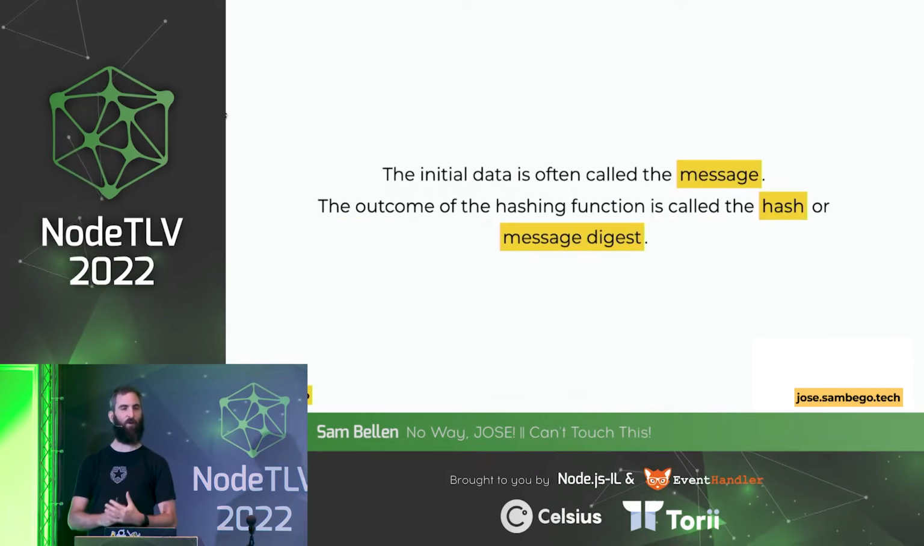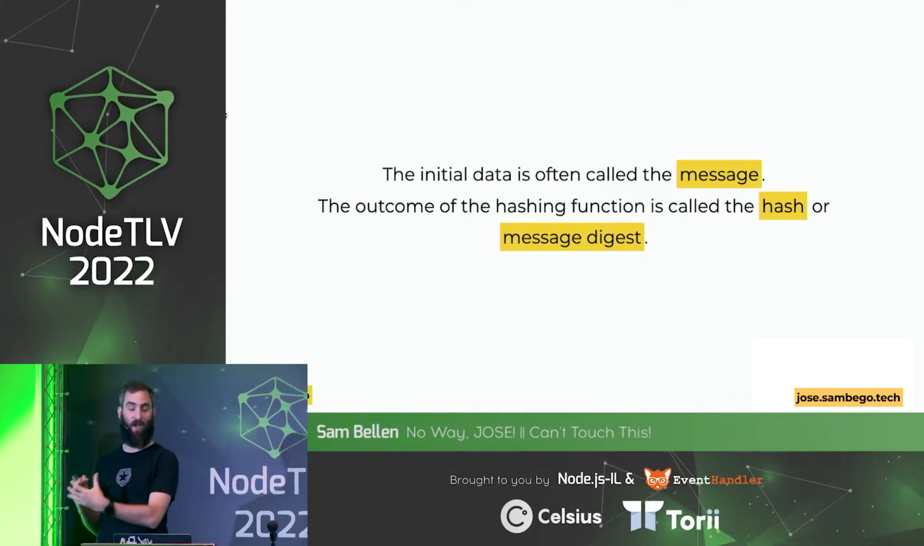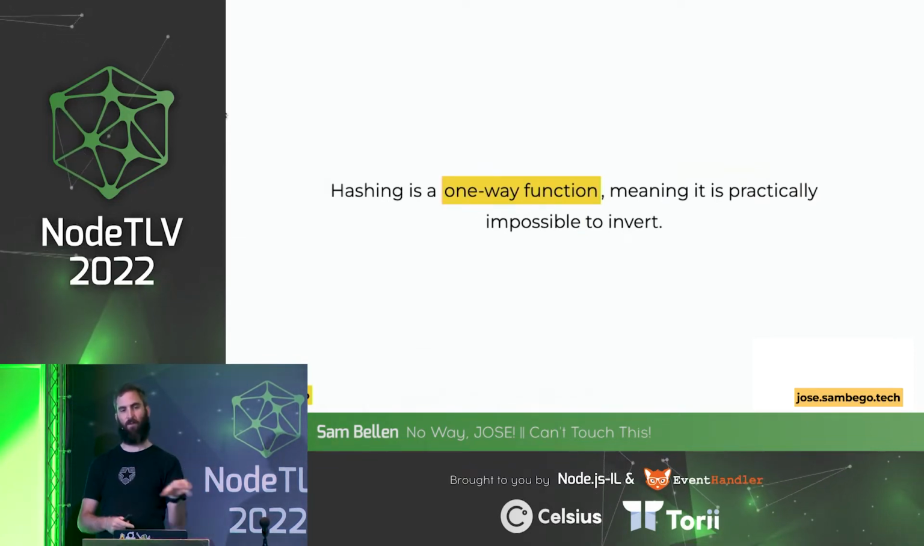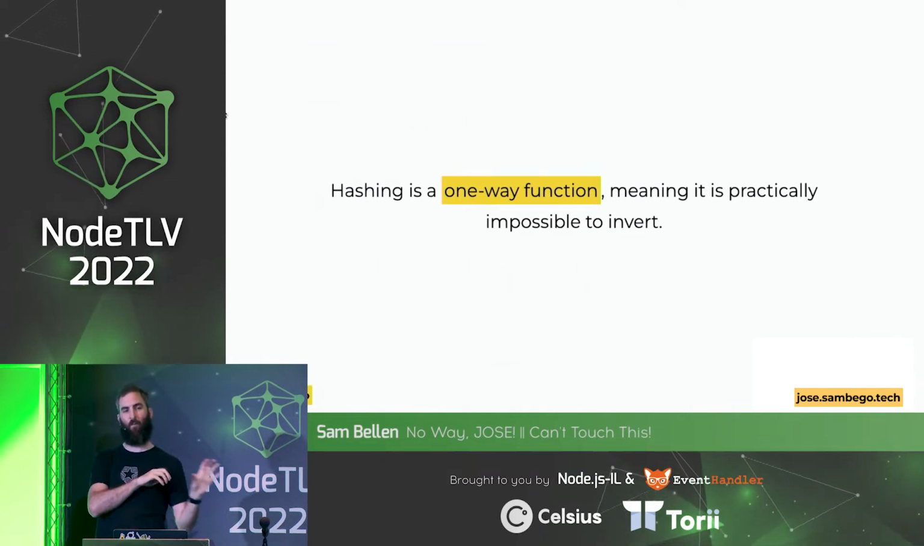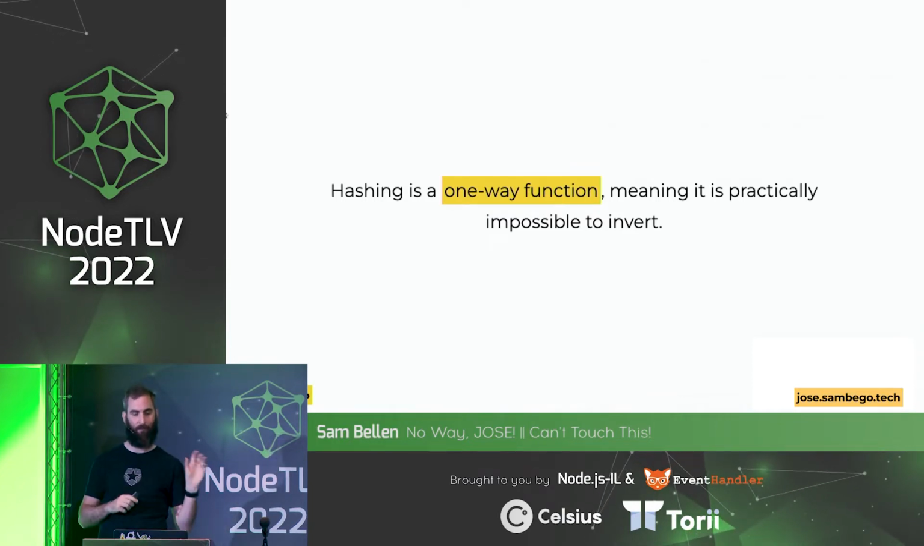The initial data is often called the message, and what comes out of those algorithms is called a hash or a message digest. So when I call something a hash or a message digest, it's the output of a hashing algorithm. What goes in is the message. And it's a one-way function, which means you can have an input, run it through the algorithm, you get a hash, but you will never be able to go from that hash back to the original input. Input becomes a hash, the hash can never become the input again.